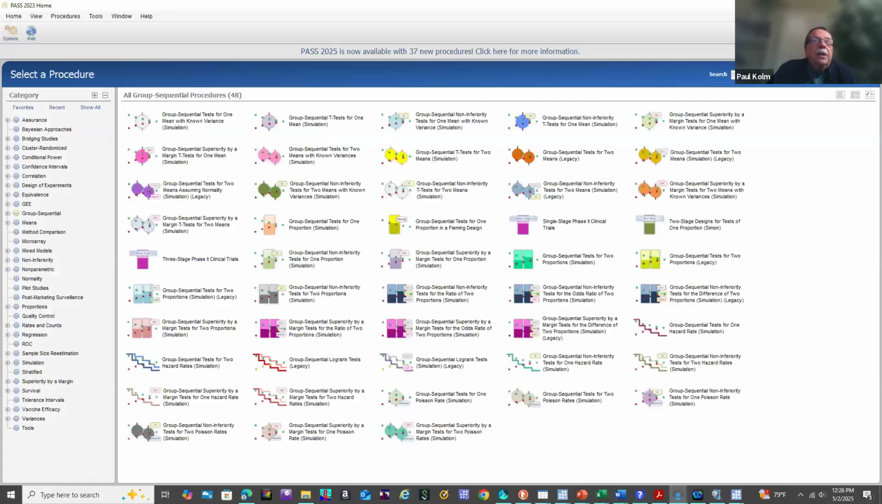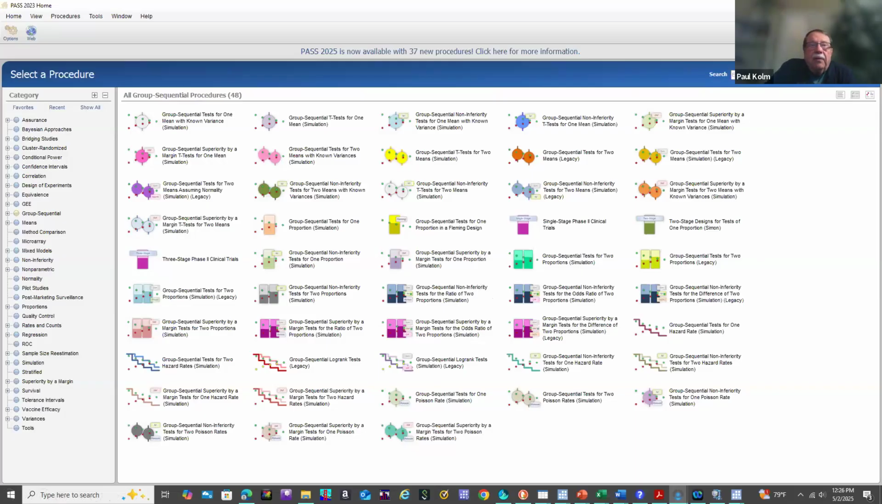I want to give you just an example here of what PASS looks like. If you're doing group sequential testing, you have all these choices here of doing means, odds ratios, or proportions. And as I mentioned or implied before, you can do this for non-inferiority as well as superiority.